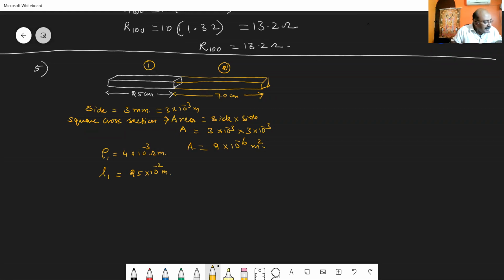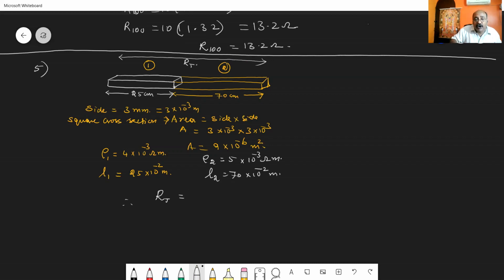While the second material has a resistivity rho 2, and the value of rho 2 is 5 into 10 to the power of minus 3 ohm meter. And the length is L2. How much is its length? It is 70 centimeter, 70 into 10 to the power of minus 2 meter. You are asked to calculate the total resistance of this combination, RT.